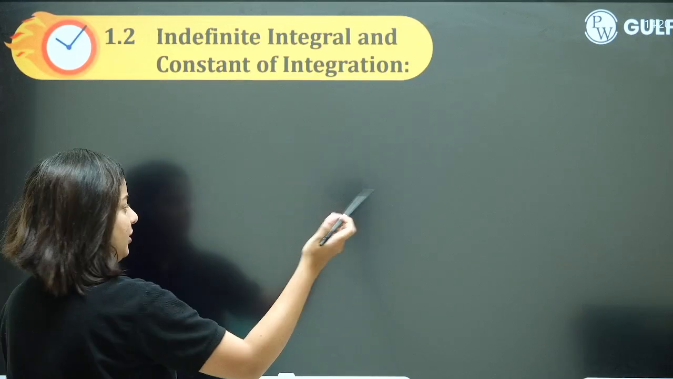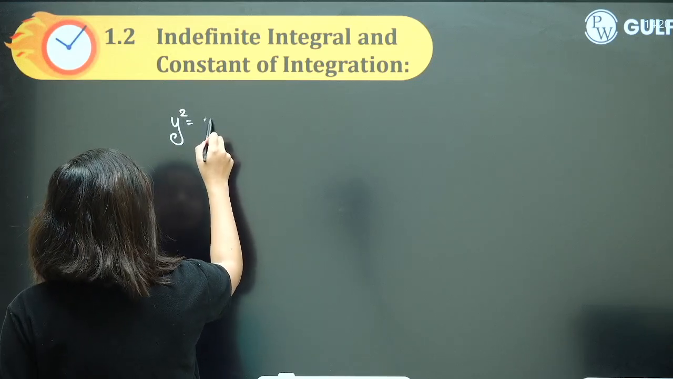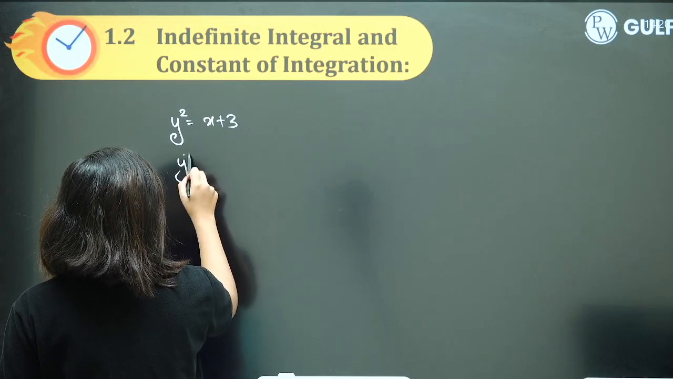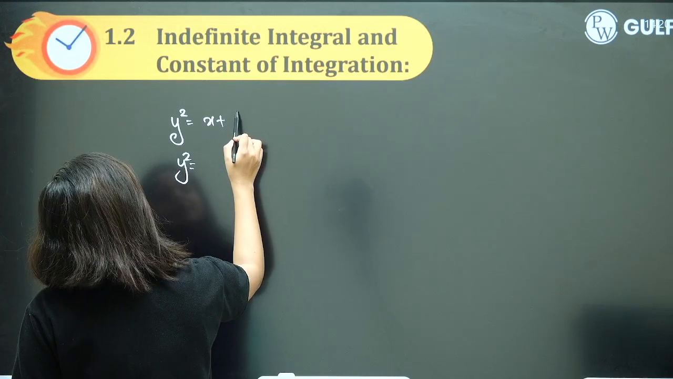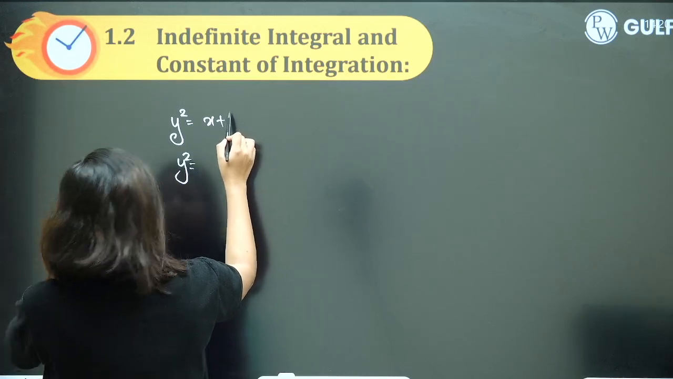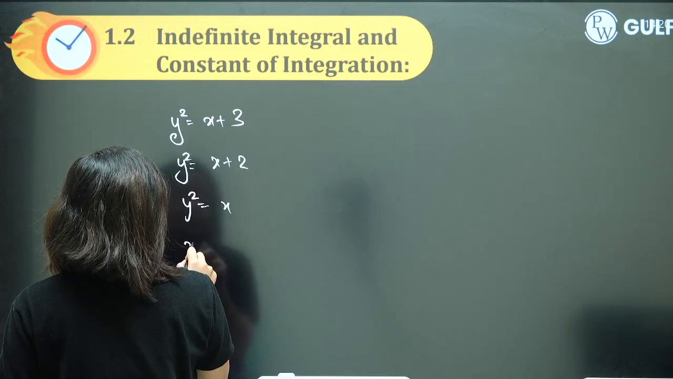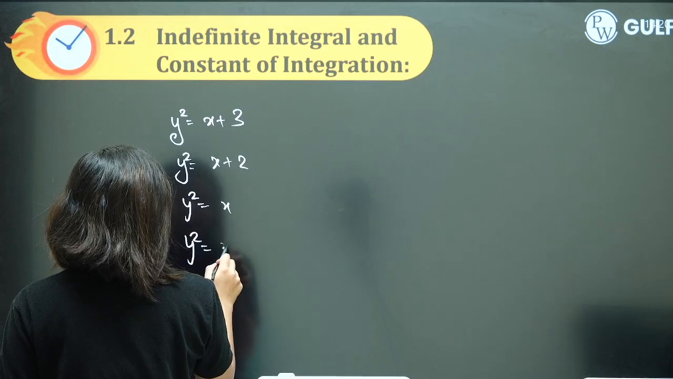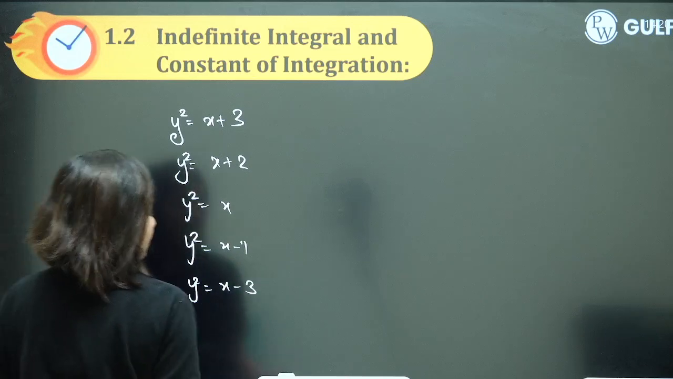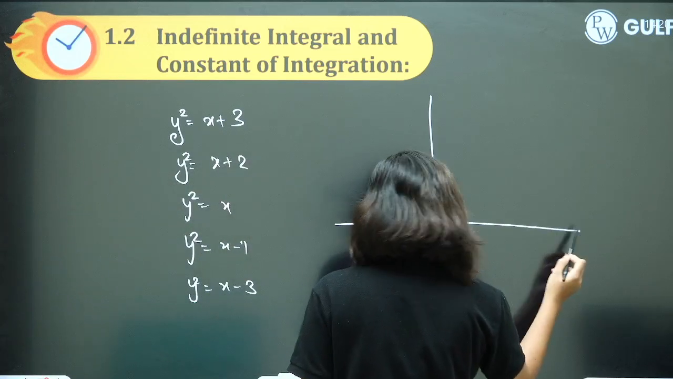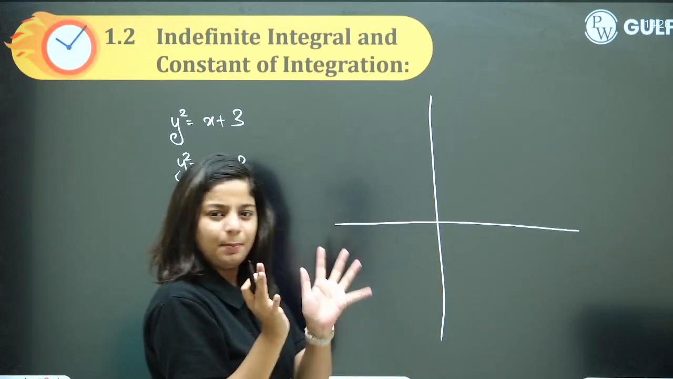What is the geometrical meaning of integration? Suppose I take a function y square is equal to x plus 3. Y square is equal to x plus 2, y square is equal to x, y square is equal to x minus 1, y square is equal to x minus 3, and so on. ठीक है. What will the graph of y square equal to x look like? It's a parabolic curve, है ना.